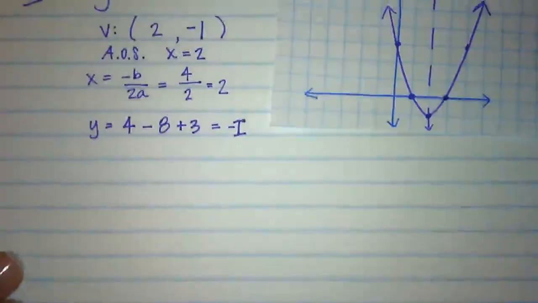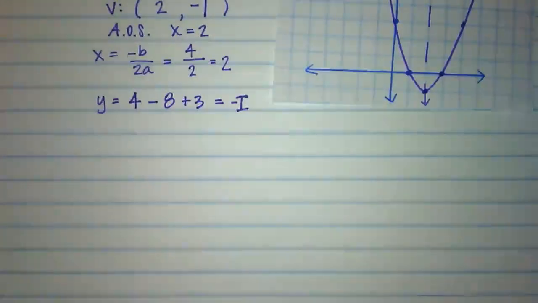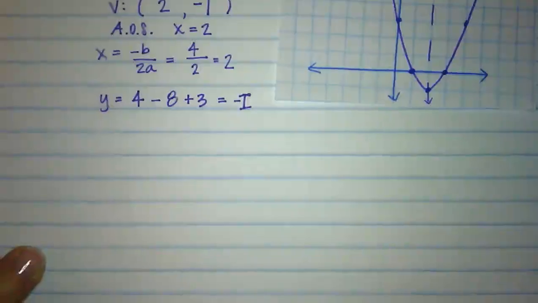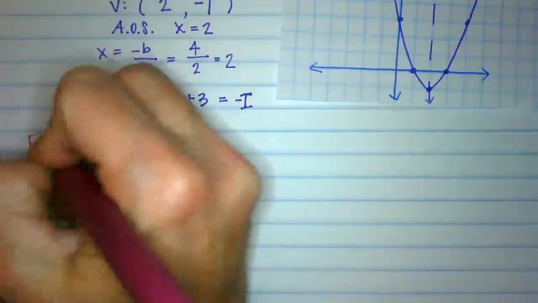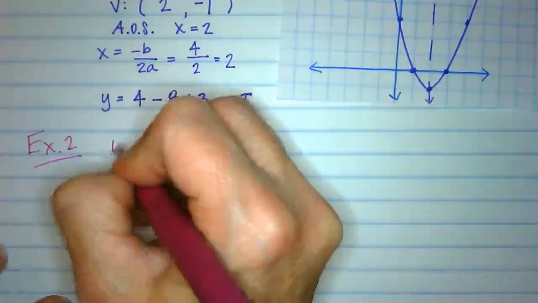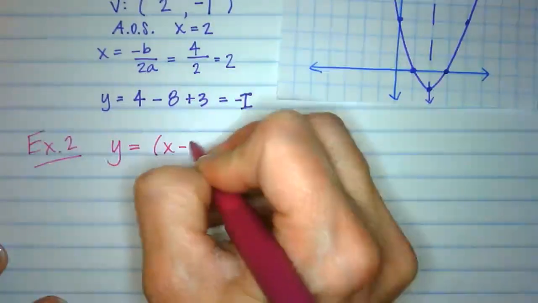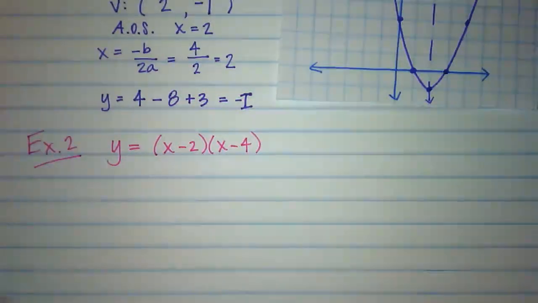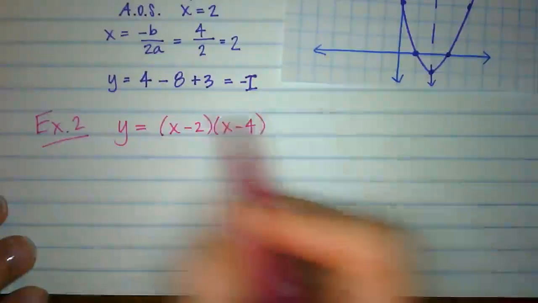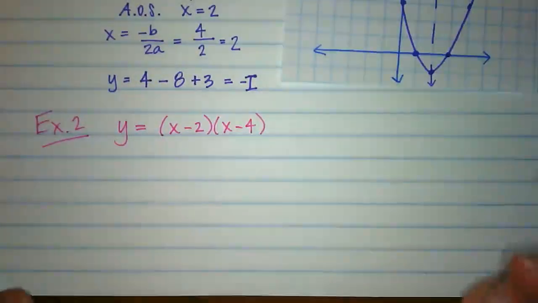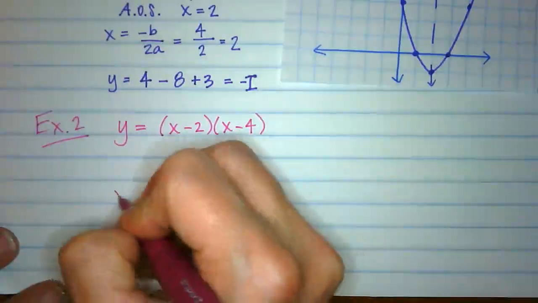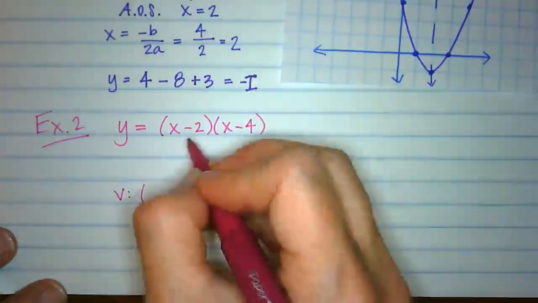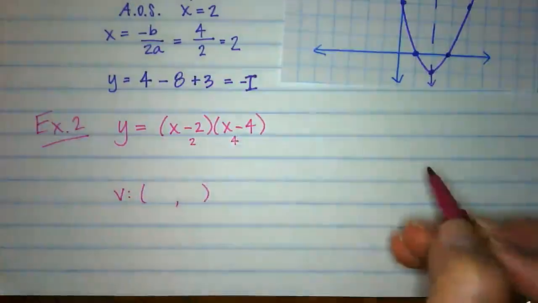All right, let's try intercept form. So for our next example, example 2. Let's say y equals x minus 2, x minus 4. Hopefully you recognize that this is intercept form. These are our two intercepts. So the way we find the vertex when we have this kind of problem is we find our two x-intercepts. So this one is 2, that one is 4.